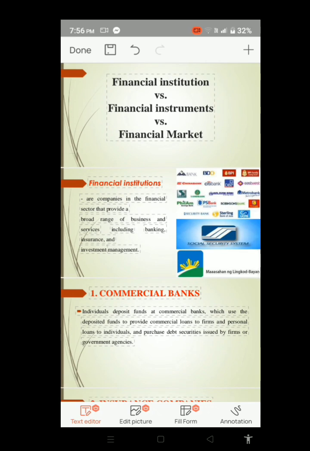Financial institution versus financial instrument. Financial market. Financial institutions are companies in the financial sector that provide a broad range of business and services, including banking, insurance, and investment management. Examples of these are banks like BDO, BPI, China Bank, Land Bank, PS Bank, Robinson Bank, basically all those that lend money. Social Security System. Okay.